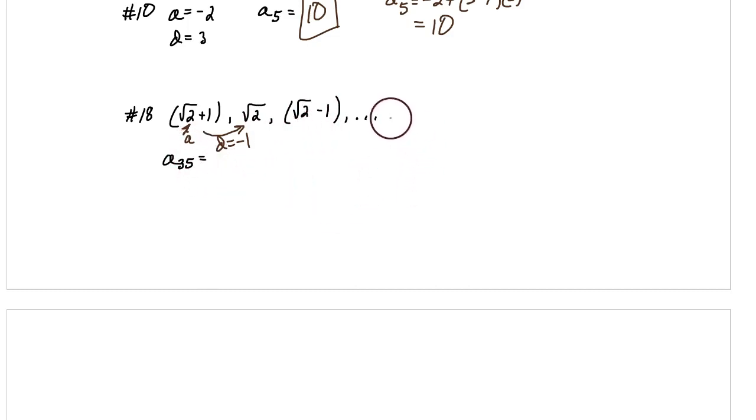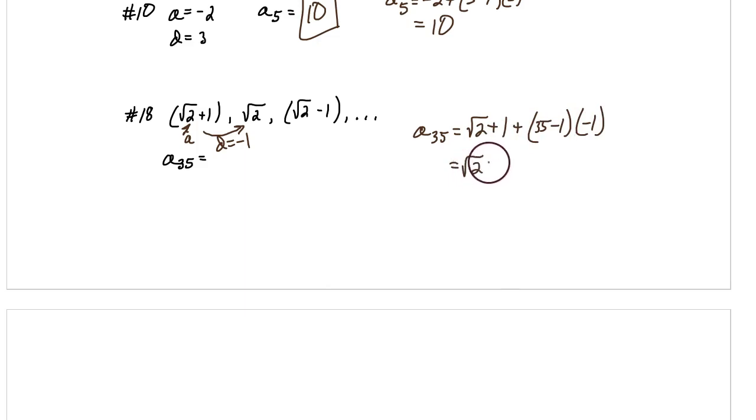This is just like the last question. A sub 35 equals the value of a plus, and then 35 take away 1 times the value of d. Then simplify this. So this is the square root of 2 plus 1, and then 35 minus 1 is 34. 34 times negative 1 is negative 34. So our answer is the square root of 2 minus 33.